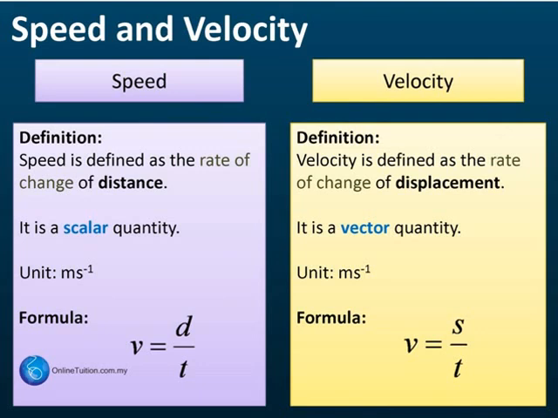Now coming to the definition of velocity, velocity is defined as the rate of change of displacement. In case of speed, it is the rate of change of distance. In case of velocity, it is the rate of change of displacement. It is a vector quantity and both share the same unit, meter per second. The greater units are kilometers per hour, and the formula of velocity is displacement divided by time. So v is equal to displacement divided by time.